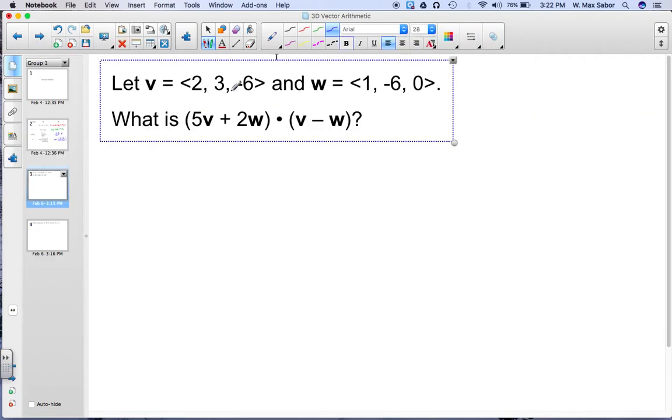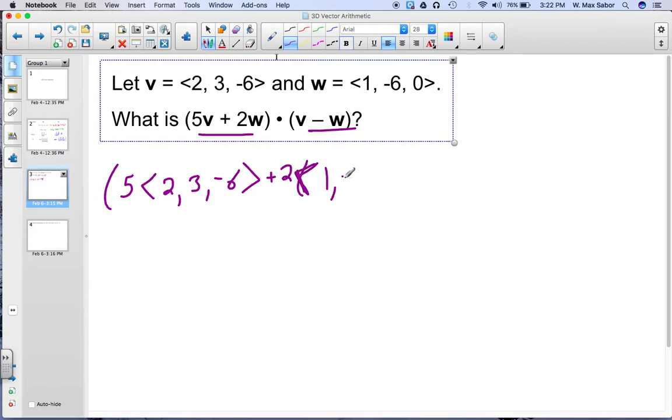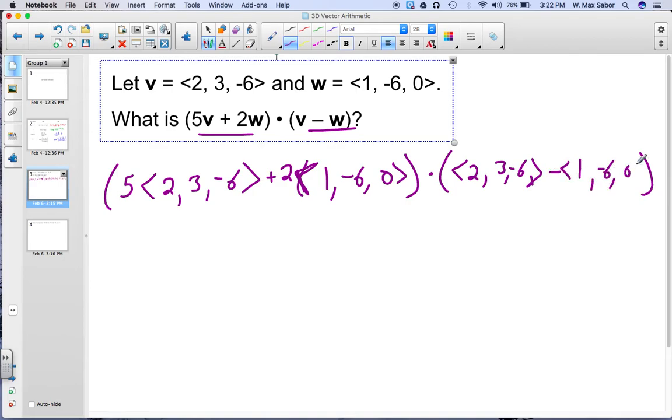So let's say that this is the vector v, this is the vector w. Let's say I wanted to find the dot product of these two. Well, first we should simplify each of the separate vectors. So that vector and that vector. So 5 times 2, 3, negative 6 plus 2 times 1, negative 6, 0, dotted with v, 2, 3, negative 6, minus 1, negative 6, 0.